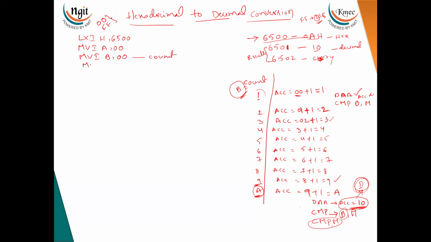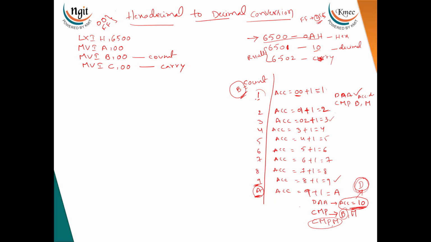Next, one more register I'm taking, the C register. I'm initializing it with 00, and I'm using it for the carry. So if any carry is generated, now here I have taken A, for that no carry, but if I take some other larger value, for example C2, that time carry may generate. So that's why we need to take the carry. So for the carry I have used this.